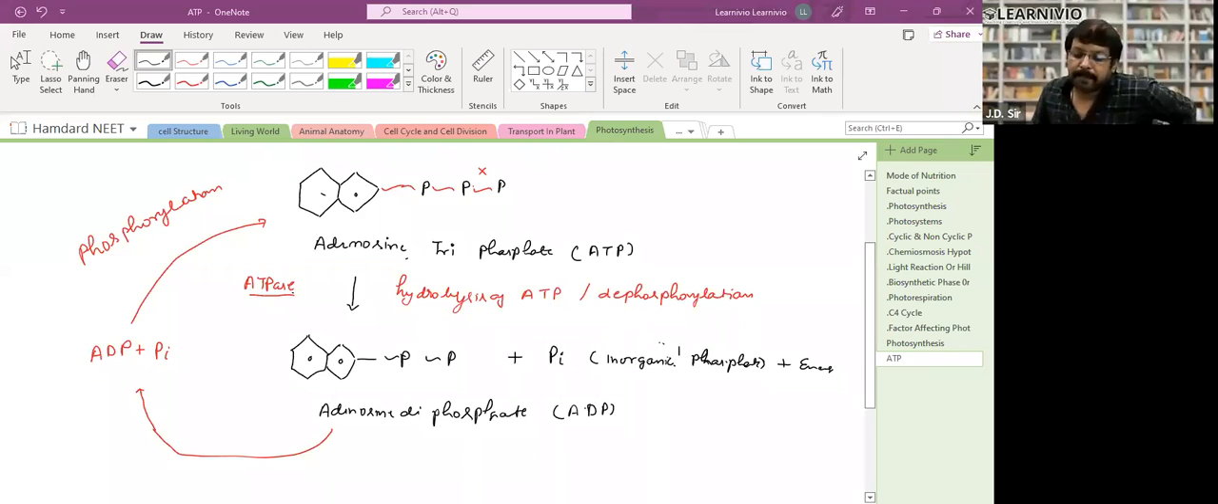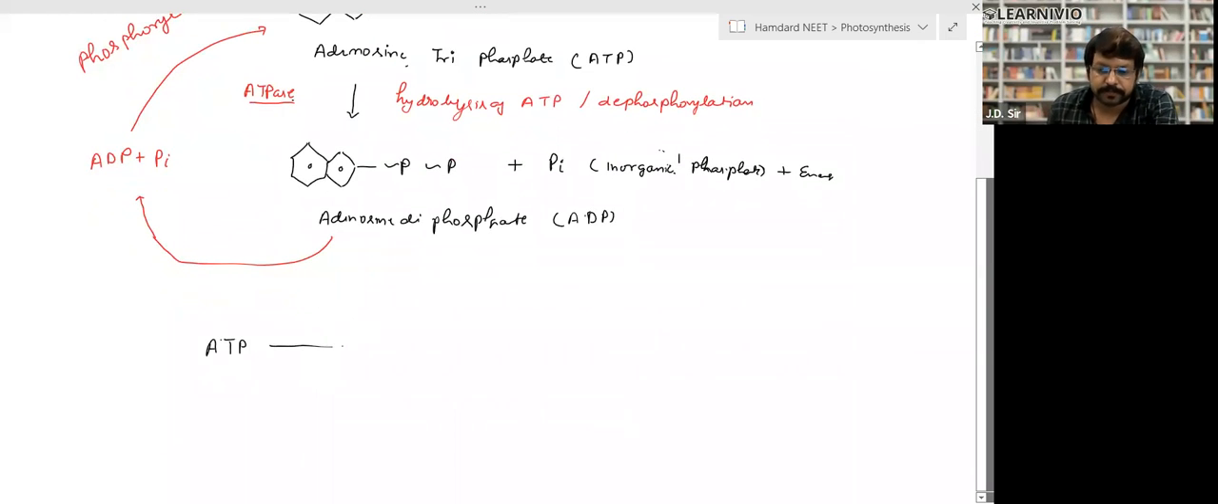Next point. The process of formation of ATP is called phosphorylation.